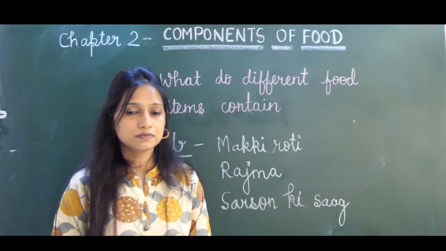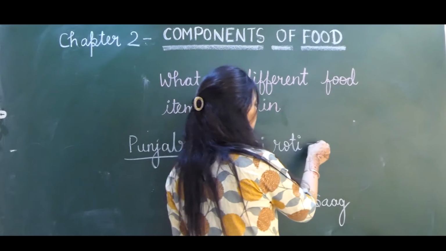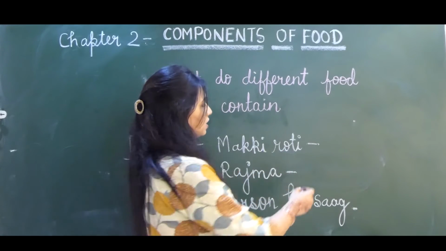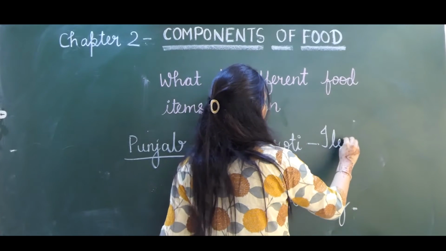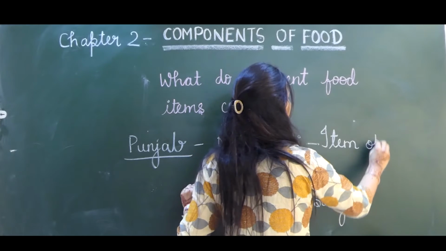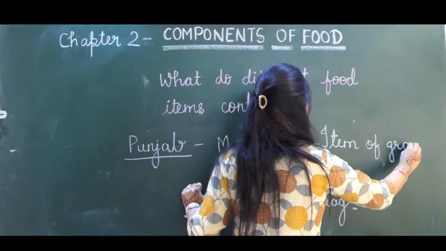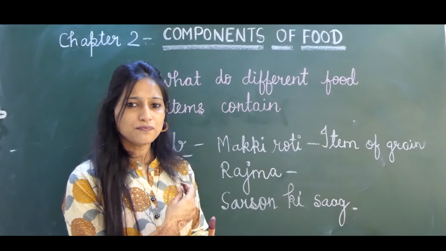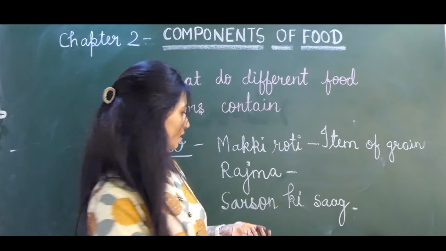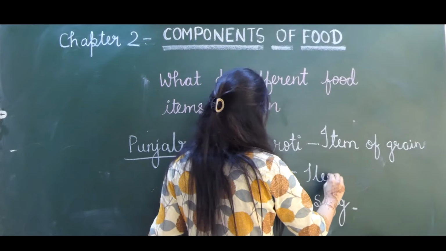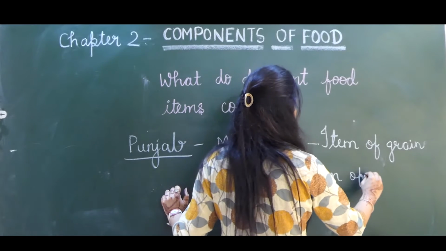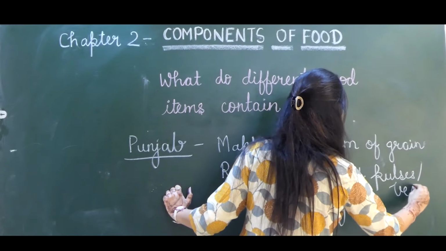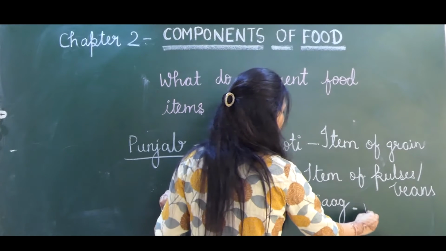Now, if you observe this, what do we see? There is an item of grain, right? Roti is made from grain. So, this is an item of grain. There is an item of beans or dal or pulses. Pulses or beans. And then there is an item of vegetable.